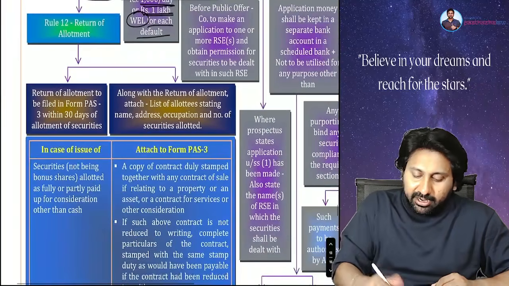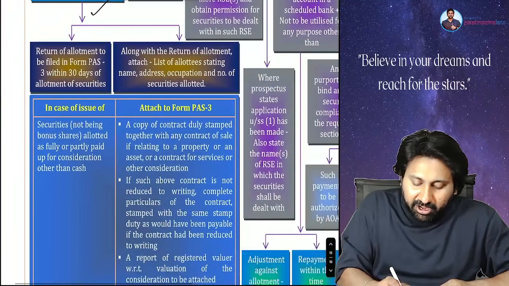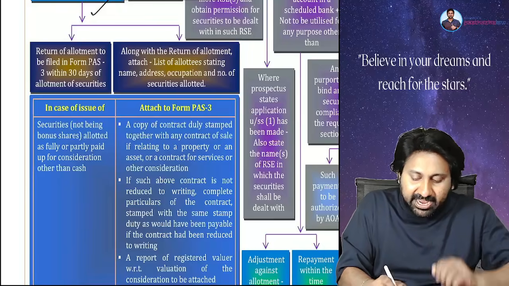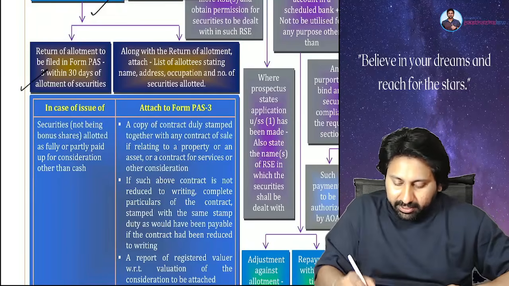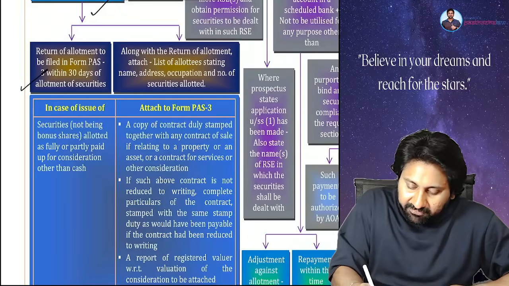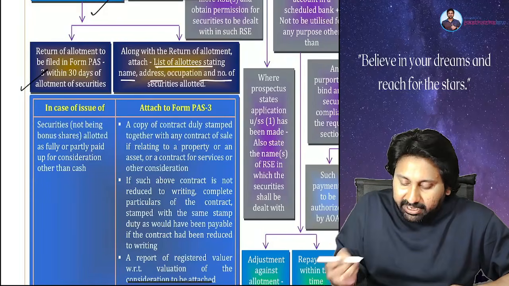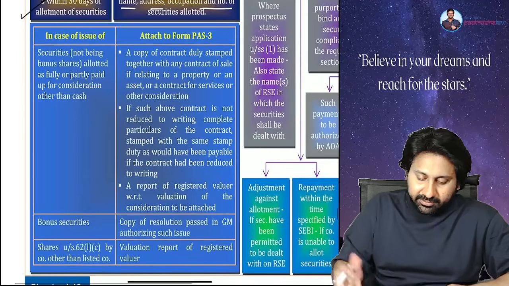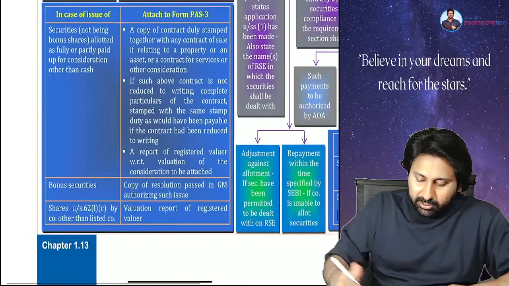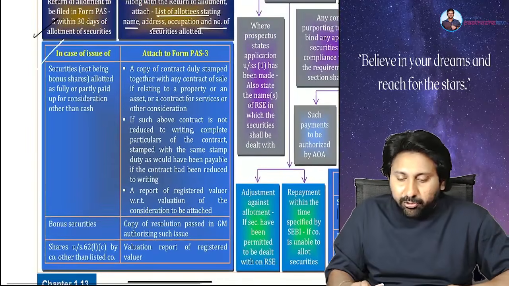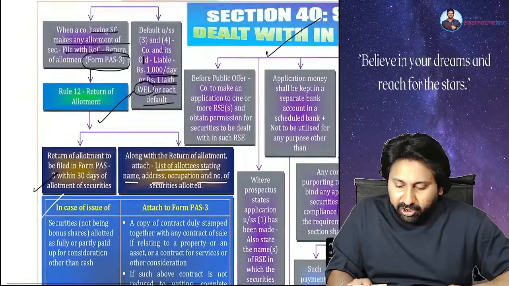Next, return of allotment. The return of allotment shall be filed in PAS3 within 30 days of allotment. Attach the list of allottees, means whoever is allotted the securities, their name, address, occupation, and number of securities. These are some basic details that you need to read, not for exam, just for your knowledge sake.